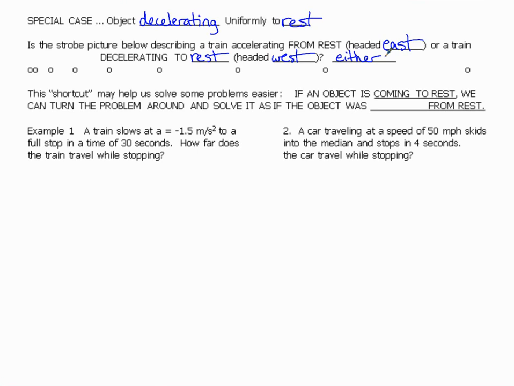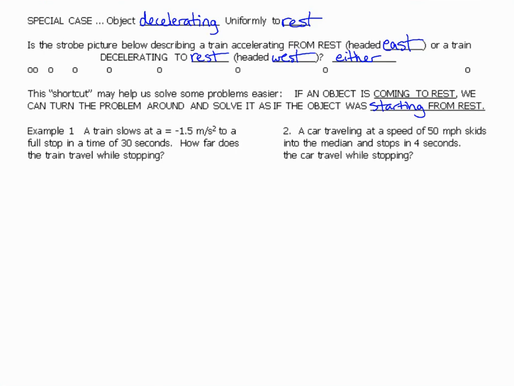So this is a shortcut that we can use to help make some problems easier. If an object is coming to rest, we can turn the problem around and solve it as if it was starting from rest. So we are pretending like it is accelerating from rest rather than decelerating to rest.